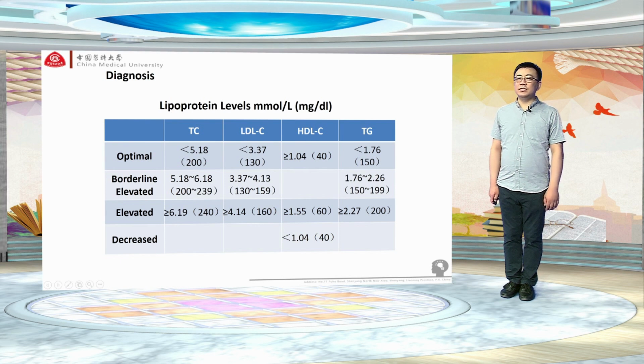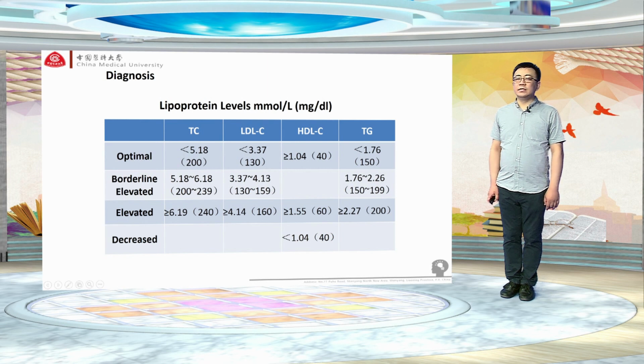First, let's come to the diagnosis of dyslipidemia. You can see this is the optimal level for cholesterol. It is below 5.18. For LDL cholesterol, it is below 3.37. And for HDL cholesterol, it is above 1.04. And for triglyceride, the optimal level is below 1.76. And this is the borderline elevated for total cholesterol, low-density lipoprotein cholesterol, high-density lipoprotein cholesterol, and triglyceride.